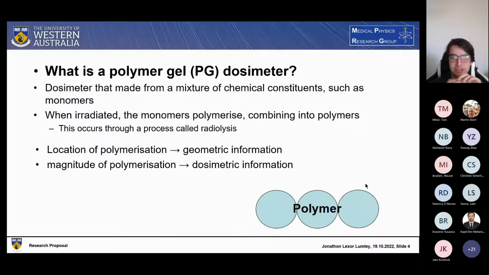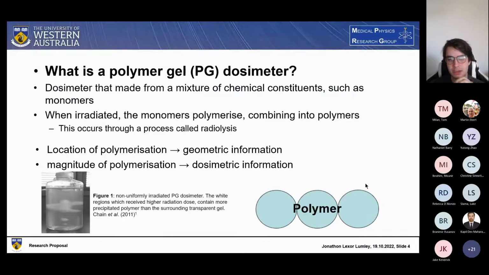This polymerization is able to capture both geometric and dosimetric information based on the location and magnitude of the polymerization within the gel, respectively. So if we look at figure 1, we can see that this is a non-uniformly irradiated polymer gel dosimeter. We can see that the white parts are the bits that have been irradiated, and that's the polymer actually precipitated out. And we can use that to gather both geometric and dosimetric information.